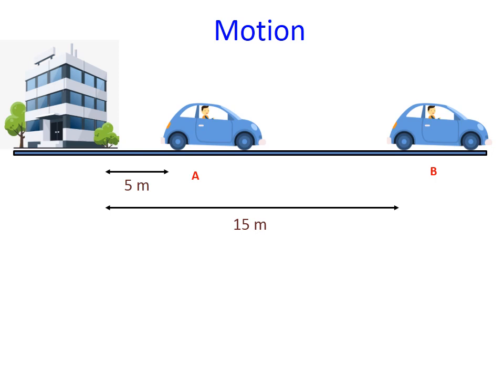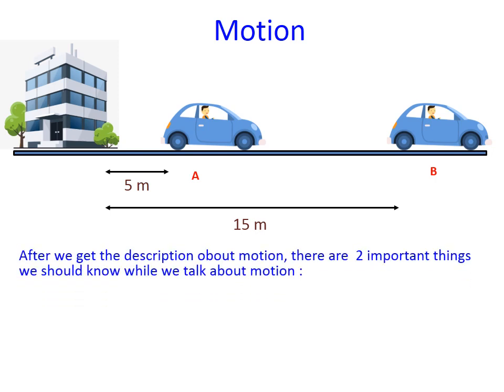From this we can get the description about motion. After we get the description, there are two important things we should know while we talk about motion. The first is reference, titik acuan. The reference is the stationary object. From the figure we can say the reference is the building.